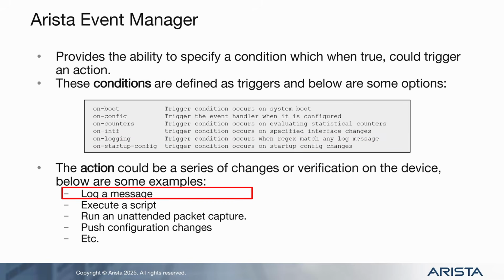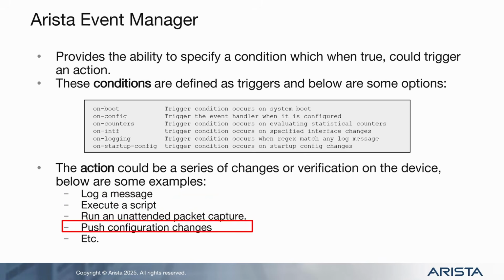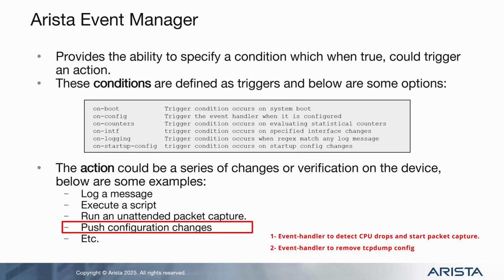Actions could be as simple as logging a message or as powerful as executing a script, running a packet capture, or pushing some configurations to your device. In our case, we'll create two event handlers. The first one is going to be monitoring the counter drops, and when drops exceed a threshold, we are going to configure a packet capture. And the second one is going to remove the packet capture configuration once the capture completes.